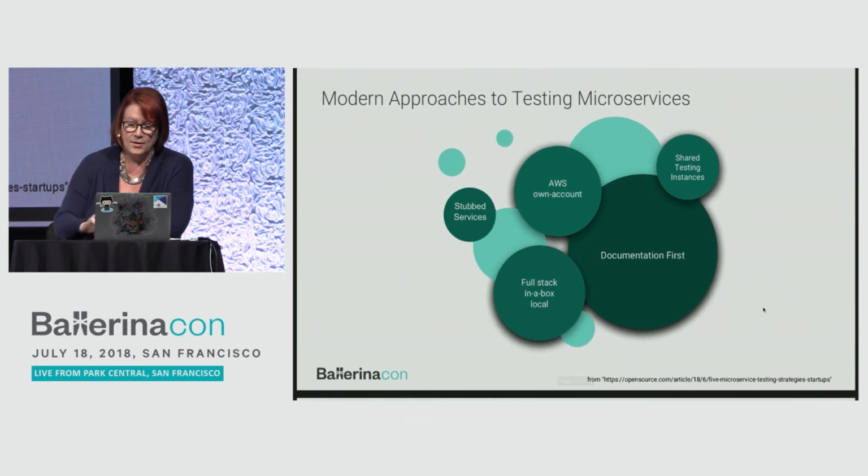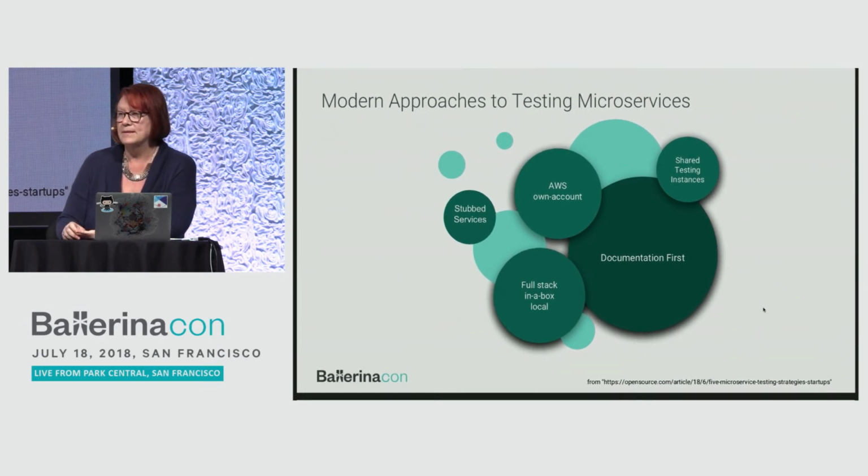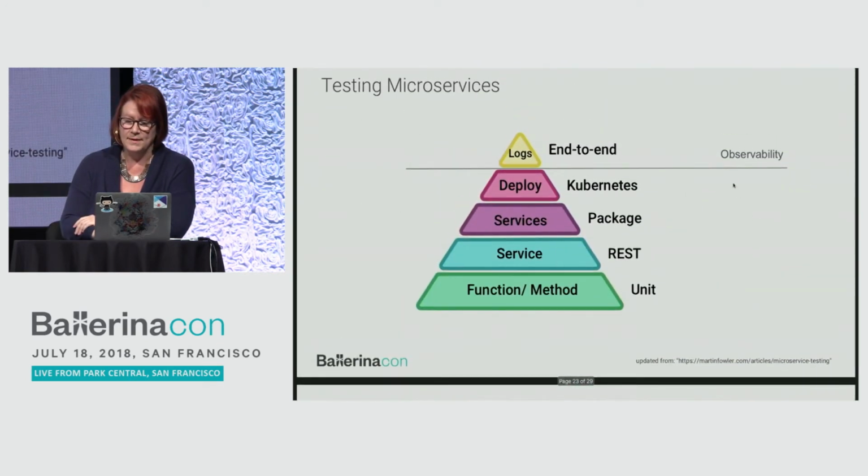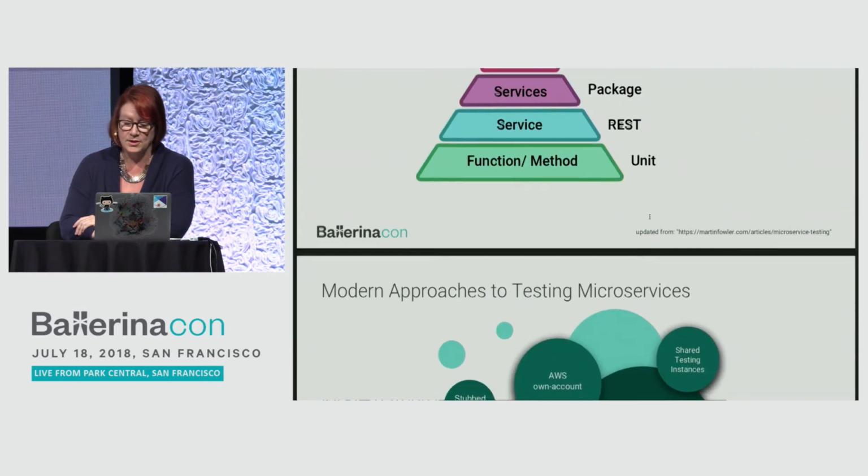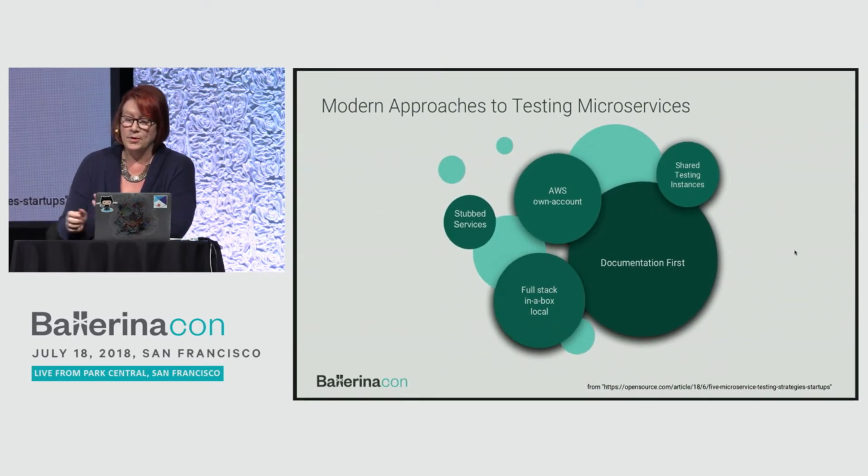And to that end, there are a couple other thoughts about testing the entire system. So this is from a talk, and the reference is given here, that talks about some approaches that go in between on this line, basically, between development and testing in production. They include approaches like giving your developers their own Amazon accounts so they can have a mini sandbox. You can have a full stack in a box local, which is the way I do it.